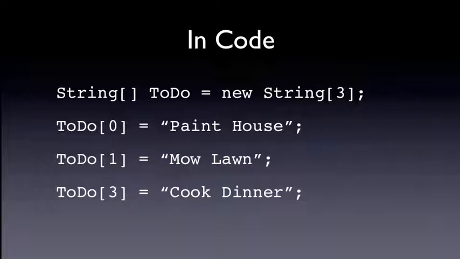On the right-hand side, we use the new operator. We use the term string again to emphasize that this array, this list, will only hold strings, and this list will be able to hold 3 items, indexed 0, 1, and 2.